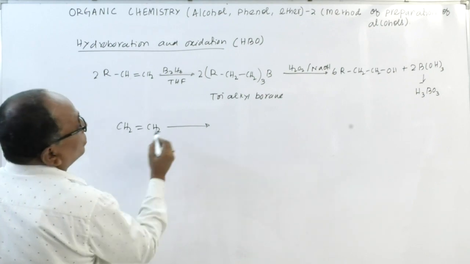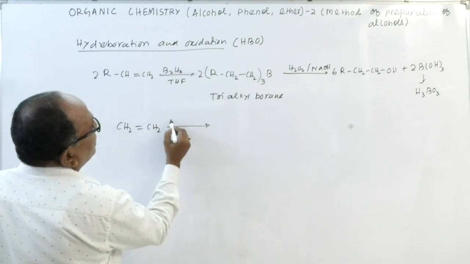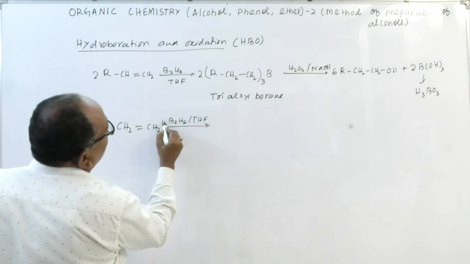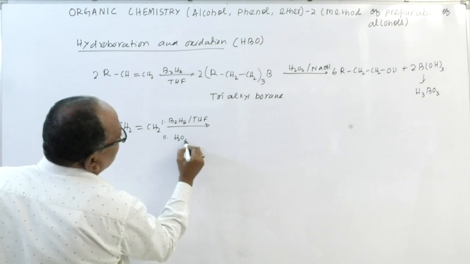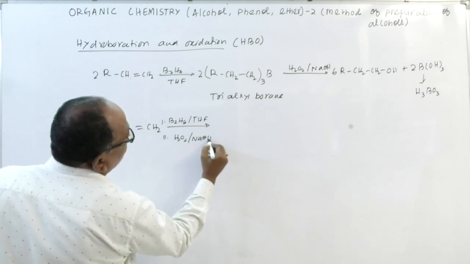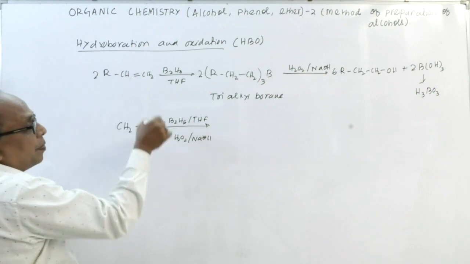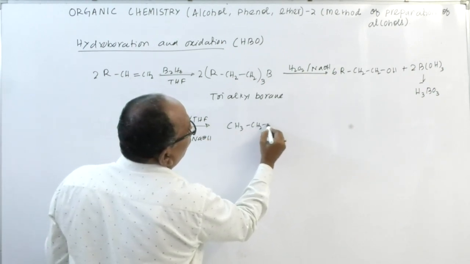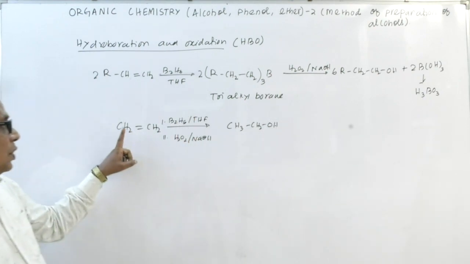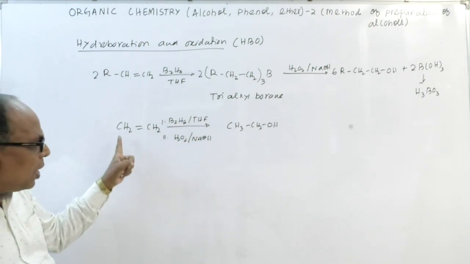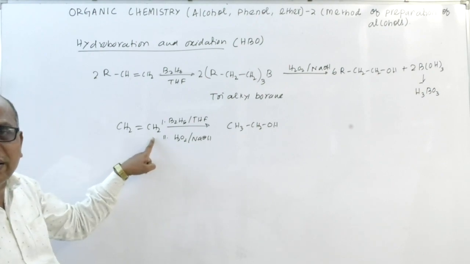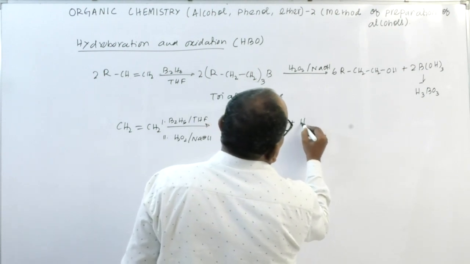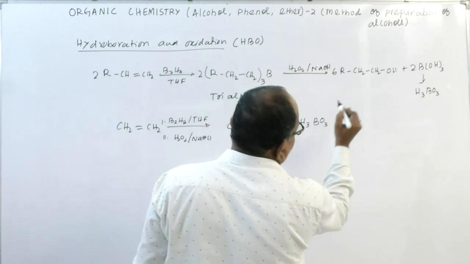Suppose you take ethene, it undergoes the HBO reaction, means treated with B2H6 in presence of tetrahydrofuran, and the second reagent is hydrogen peroxide in presence of sodium hydroxide. It becomes CH3CH2OH. You will add water, H and OH indirectly. So it gives C2H5OH plus H3BO3.